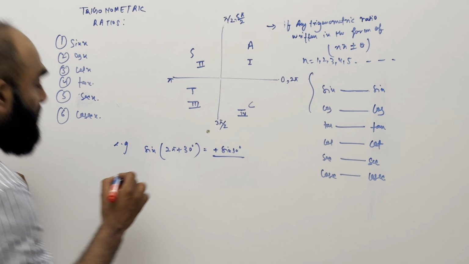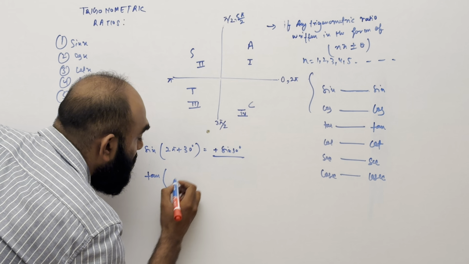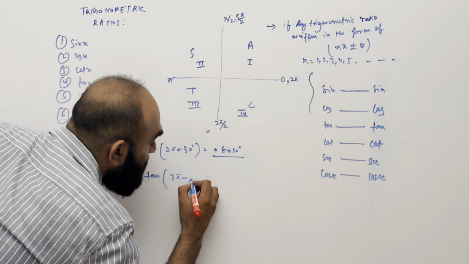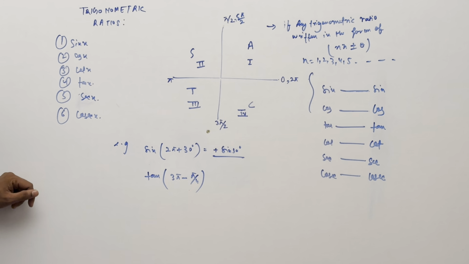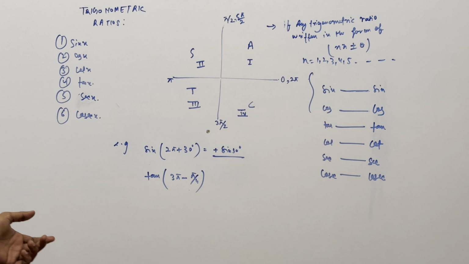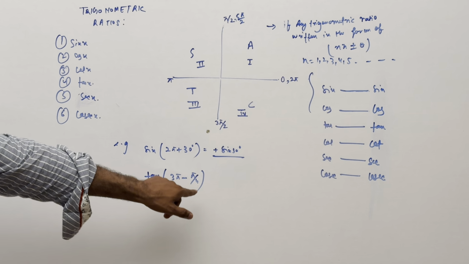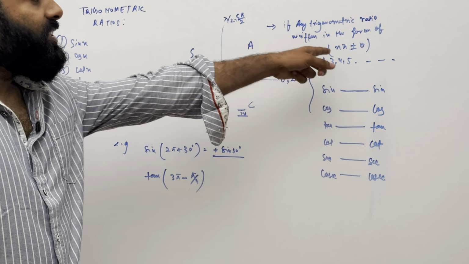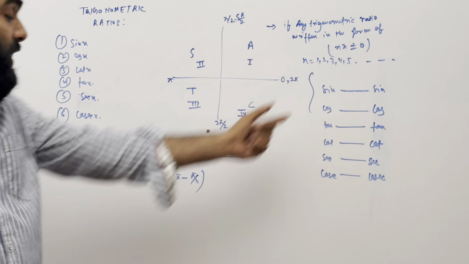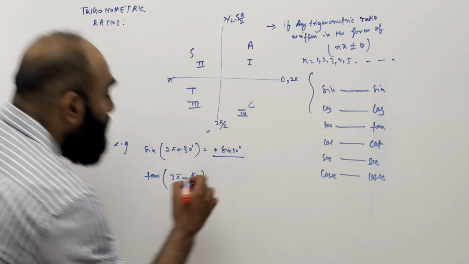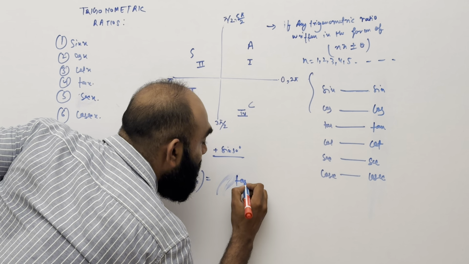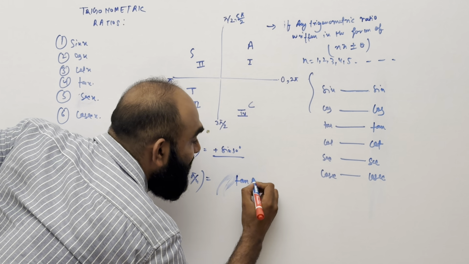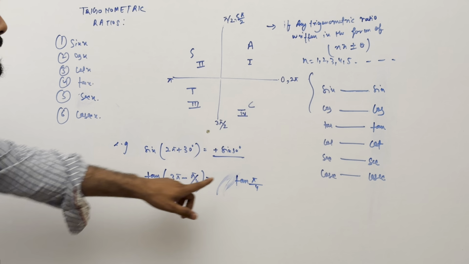If I am writing tan of 3 pi minus pi by 4, like this one I have written, again this trigonometric ratio is written in the form of n pi plus or minus theta. So the tan is going to remain tan only, and whatever the theta is, here theta is pi by 4, write the theta. Here plus and minus will come.